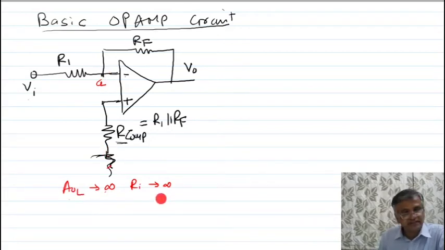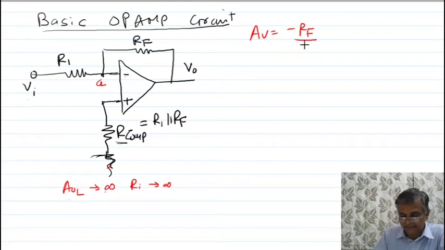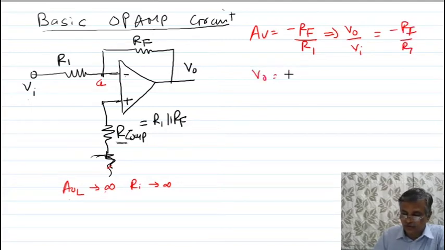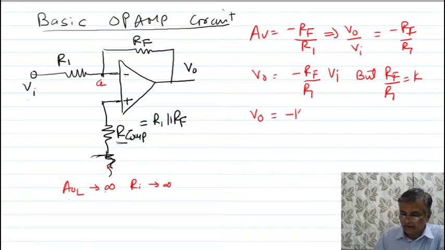And using this fact, we derived the equation last semester: VO by Vi is nothing but minus Rf by R1. So I can write VO is equal to minus Rf upon R1 into Vi. But Rf by R1 is equal to K. So VO is equal to minus K into Vi.